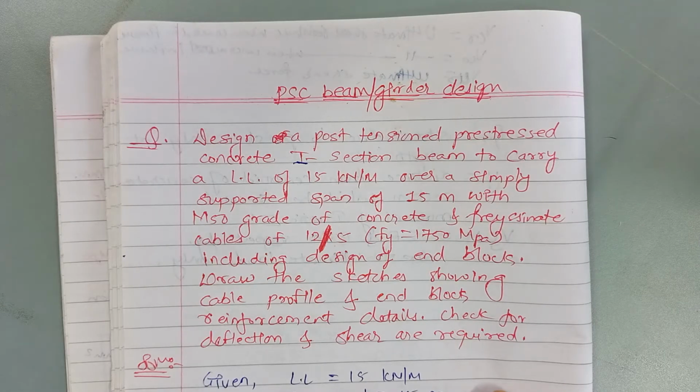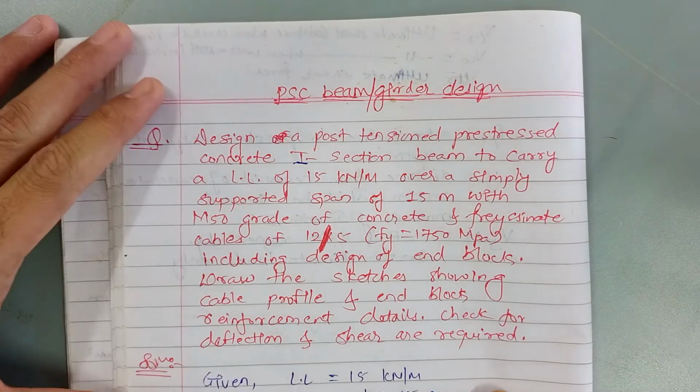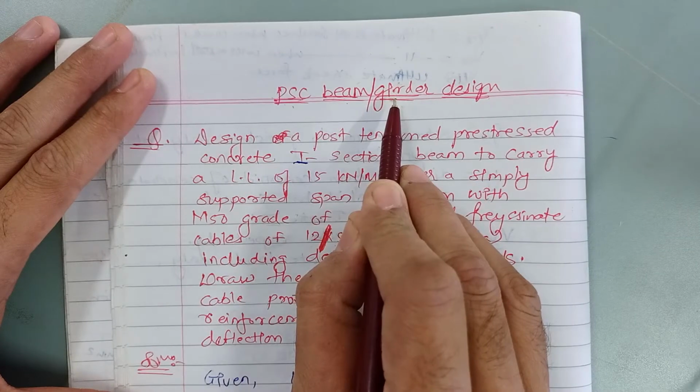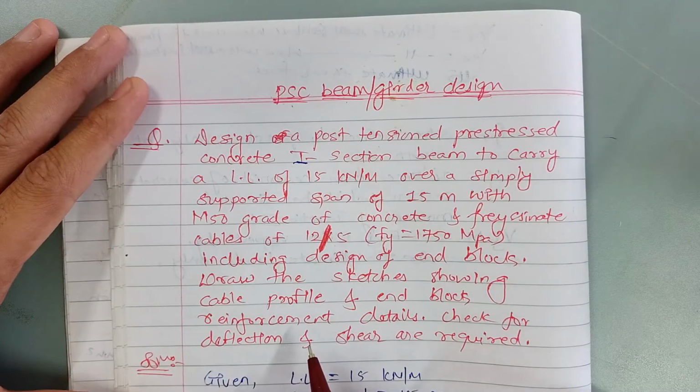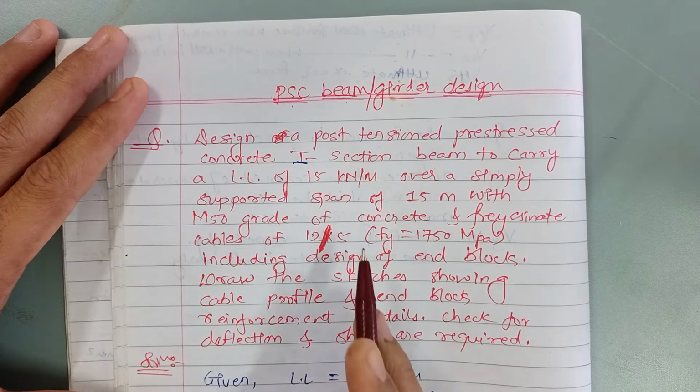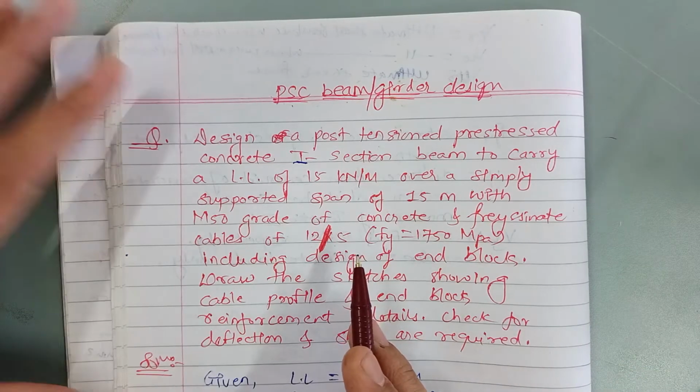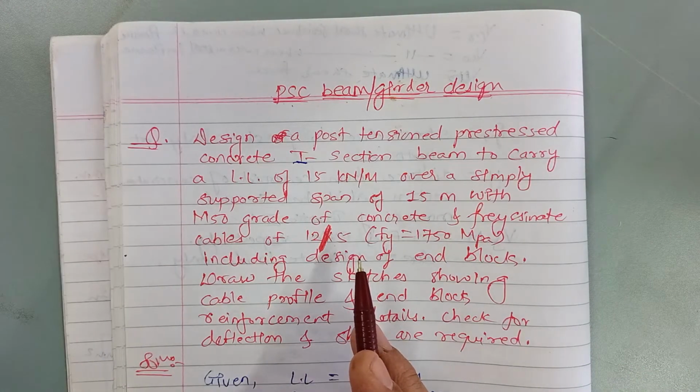Now till now, total 6 videos. In the previous 6 videos we have covered 8 steps in designing a PSC beam girder. Now in this part 7 video we will be moving towards step number 9, that is end block design. This is the problem statement. Now we will move towards the next step.